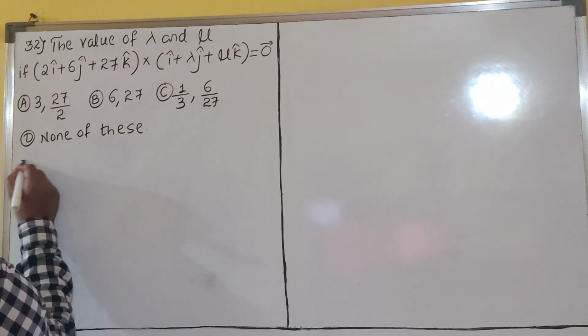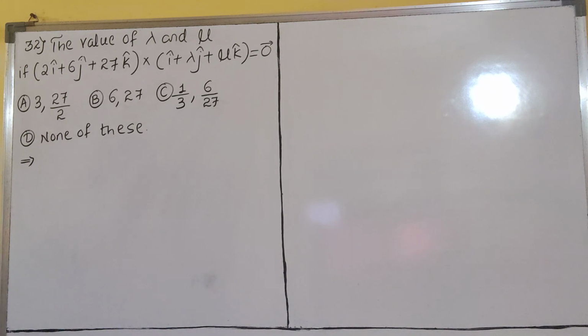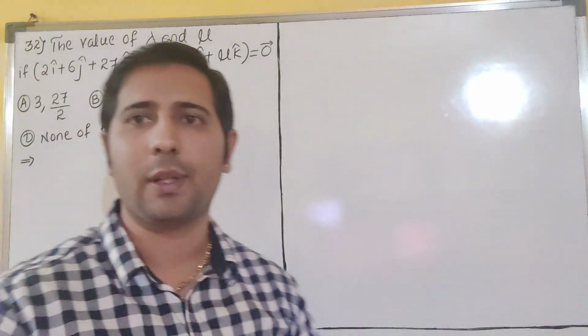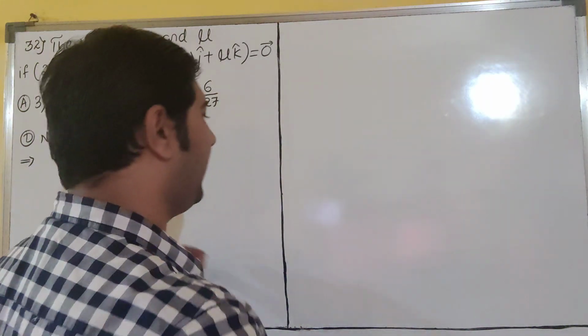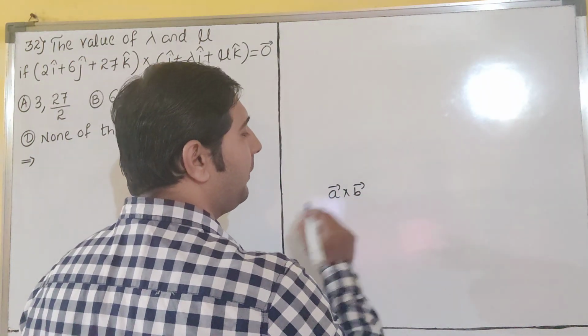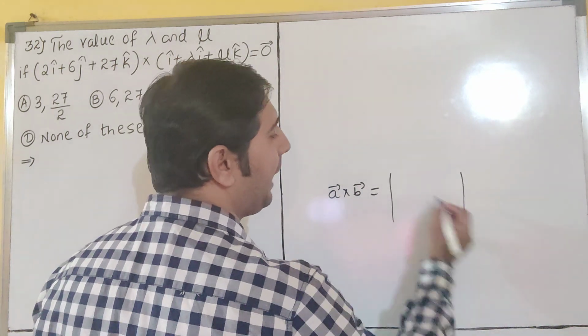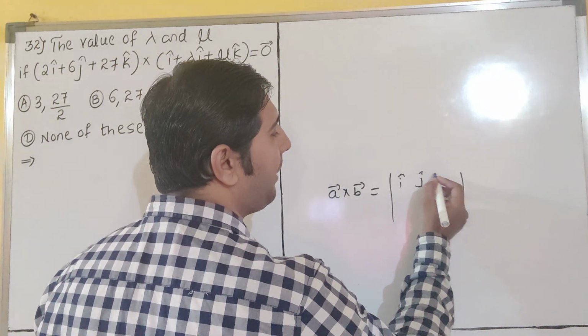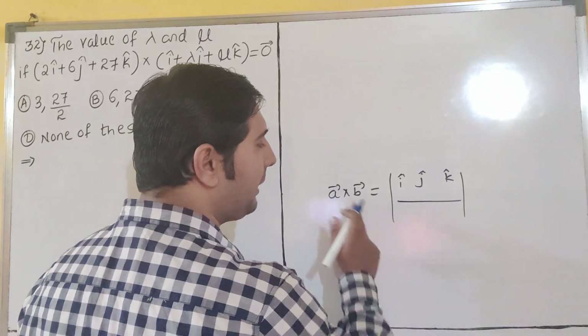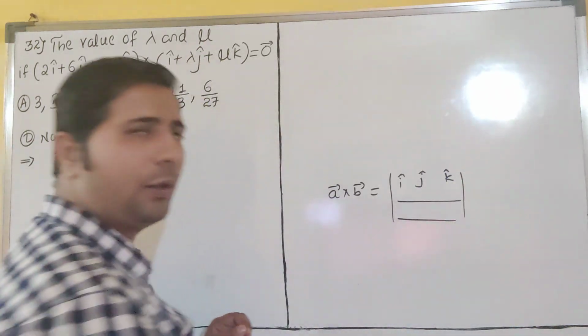Now see how to solve this one. Now lambda and mu I have to find. Very easy, and this is a cross product. Don't get confused. Do you remember, dear students, how we write the cross product? A cross B. A cross B you used to write like this. Can you remember this? i cap, j cap and k cap, and the coefficients of vector A and the coefficients of vector B you used to write.